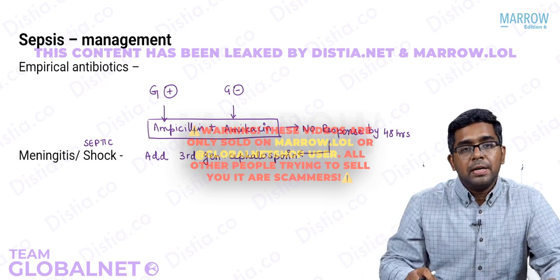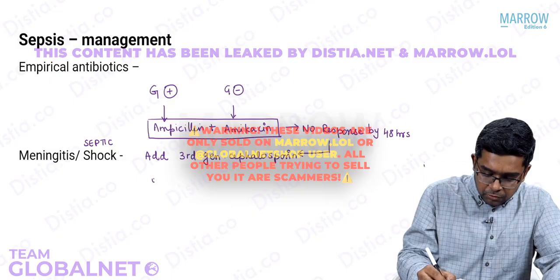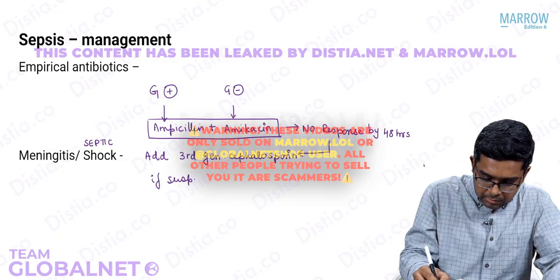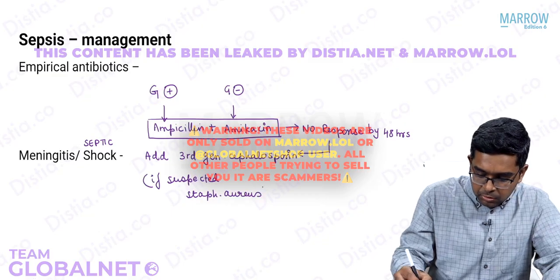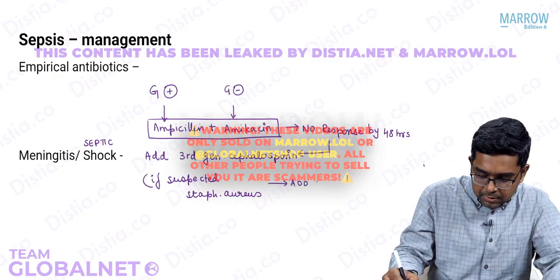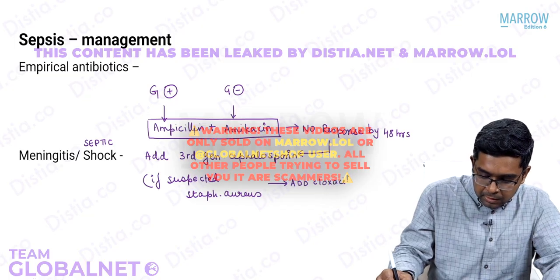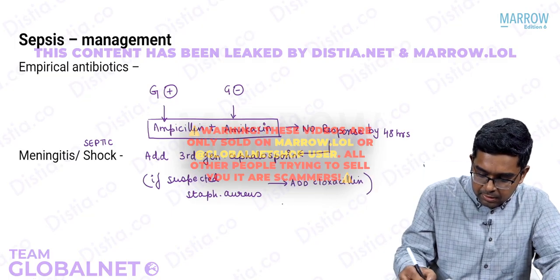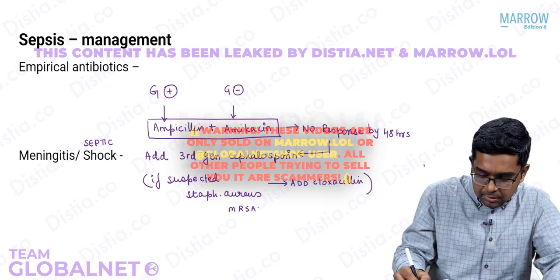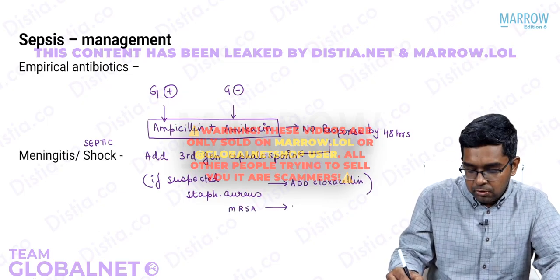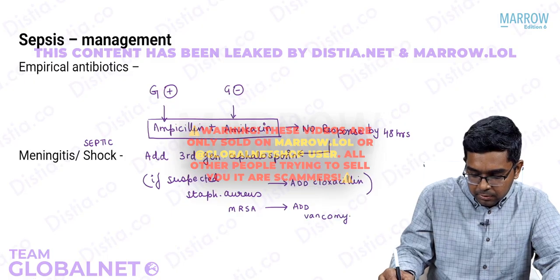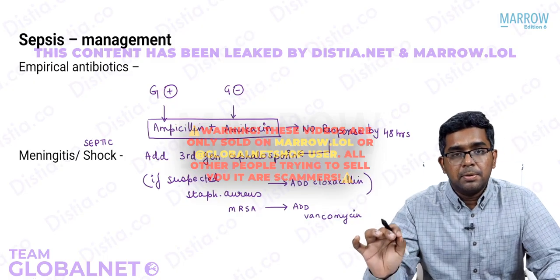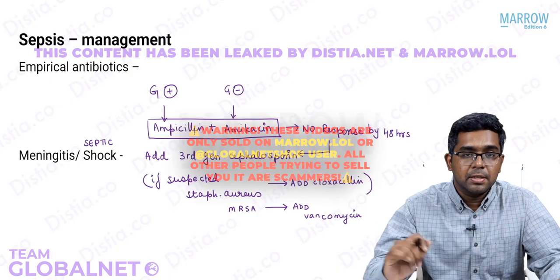Okay. One more important aspect of management is if you are suspecting a Staph aureus infection, like for example in an ICU setup where there is a high incidence of Staph aureus infection, you have to add cloxacillin. Okay. And in that same ICU, if there is a high incidence of MRSA, that is methicillin resistant Staph aureus, instead of cloxacillin, you will add vancomycin to the antibiotic regime. Okay. These are the usual principles of antibiotic treatment in neonatal sepsis.